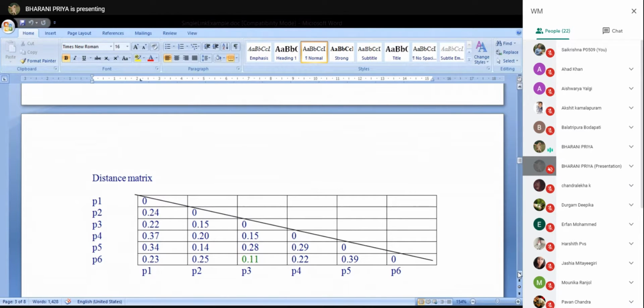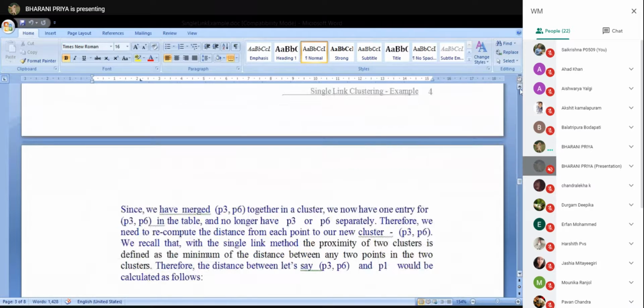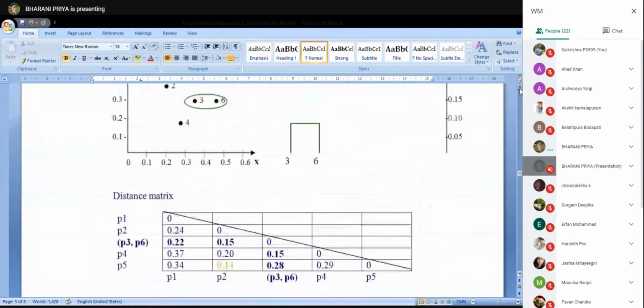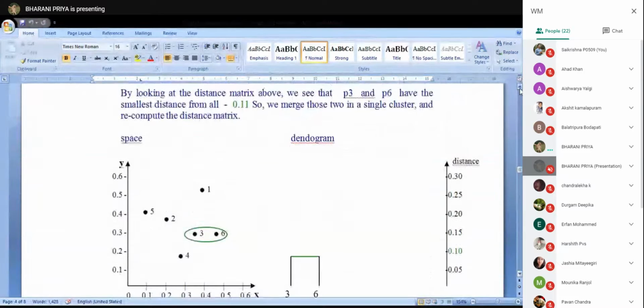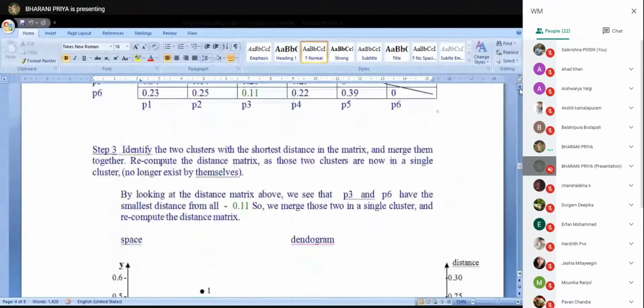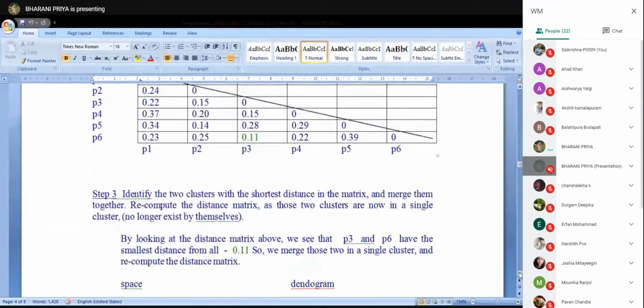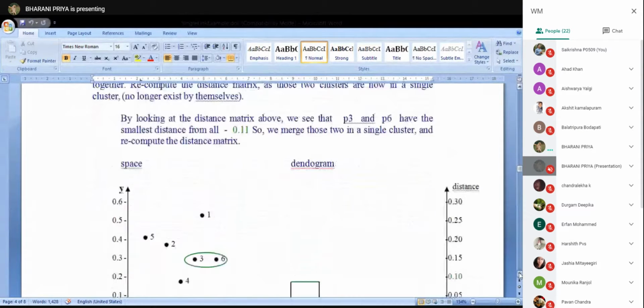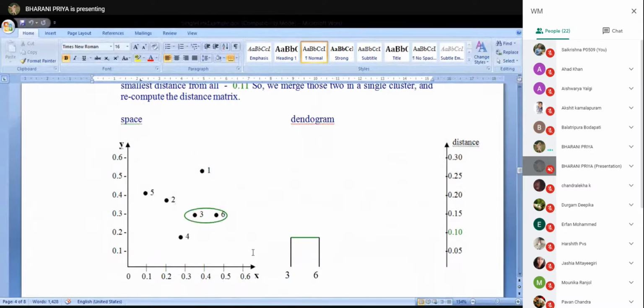0.11, ma'am. 0.11, which is the pair of P3 and P6. Yes. So I can group P3 and P6 now. The minimum distance has to be considered. Yes, P3 and P6 are clustered here, they are grouped.